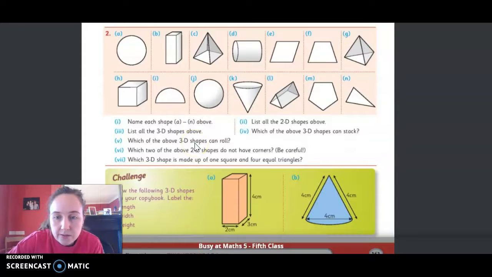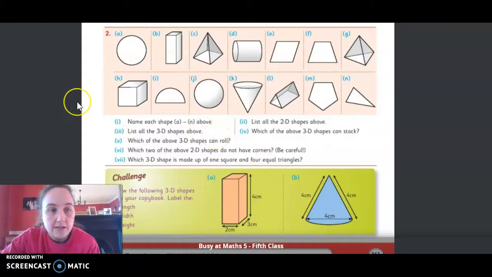Okay. So stacking means you can make a tower, so you can put one on top of the other, and you know by rolling. Do not have corners. We talked about that one. And which 3D shape is made up of one square and four equal triangles. We actually saw that one as well in the video. Okay, so off you go with that.